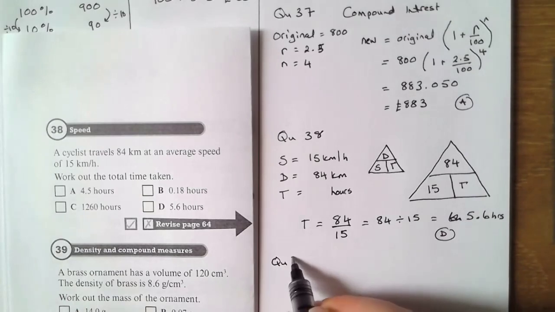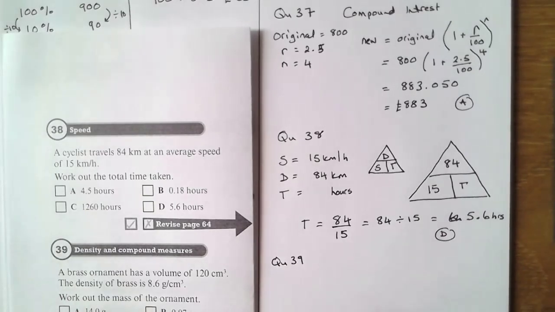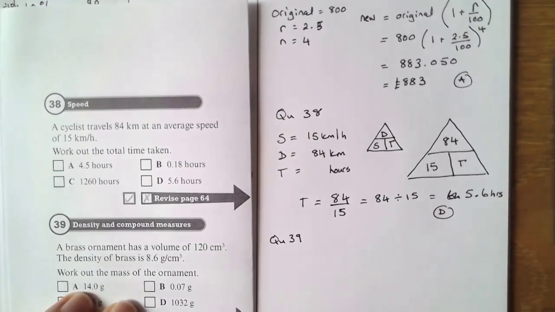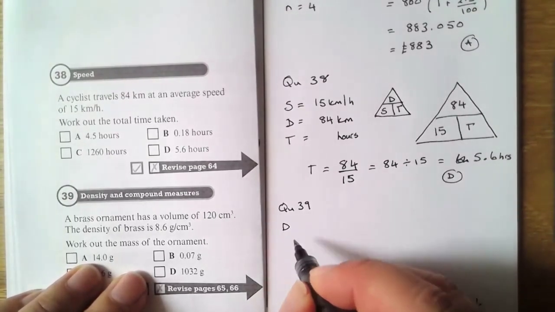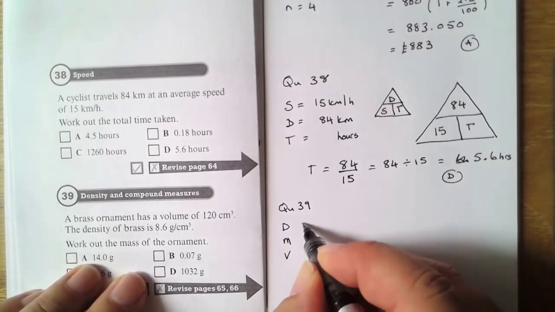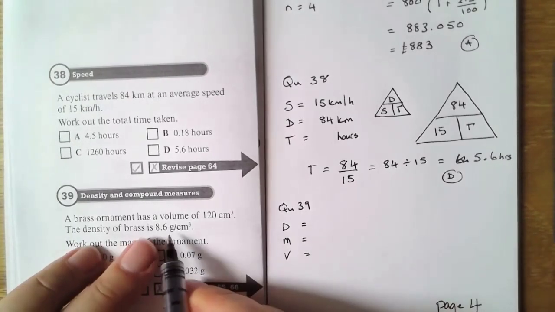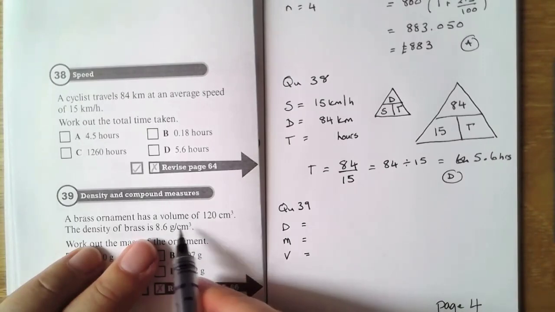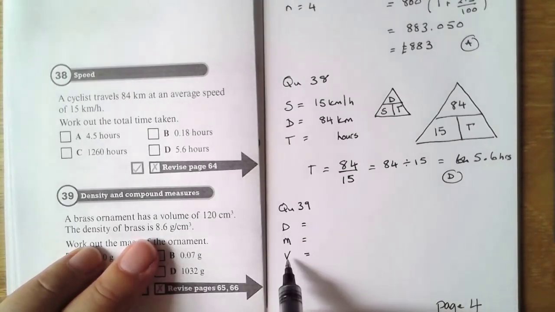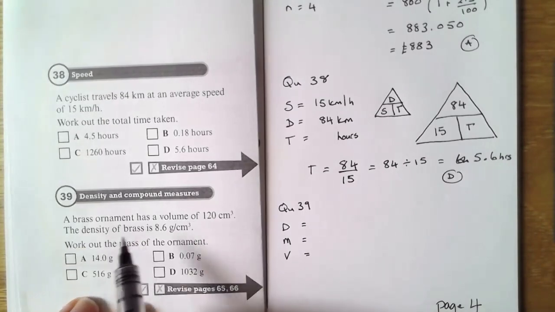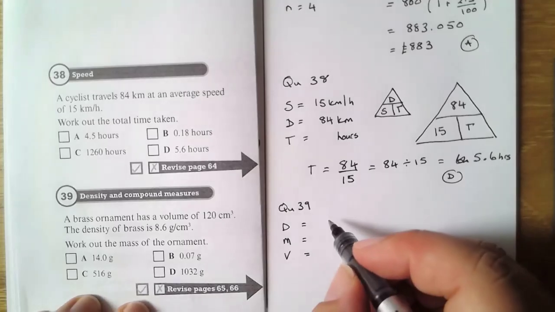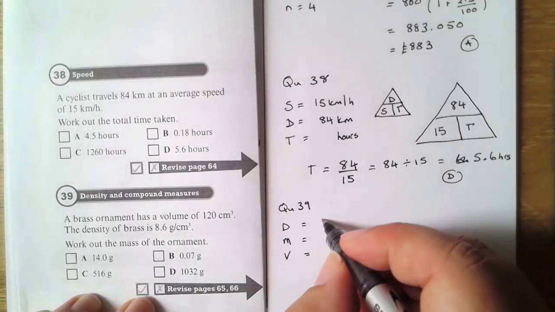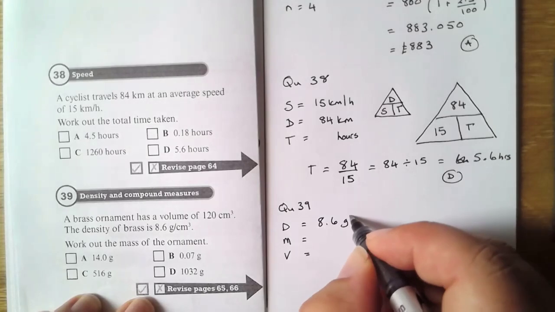All right, question 39. Density works in the same way as speed. Let's move this down a little bit. Density, mass, volume. If you can't remember the different things to do with density, mass, volume, you can see we've got volume here, we've got density, and this is mass. So you can pull those words out, even if you can't remember the order. Density is 8.6.